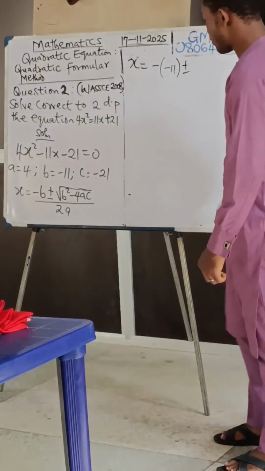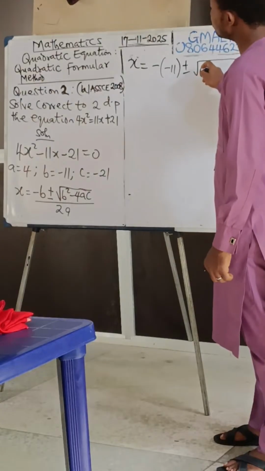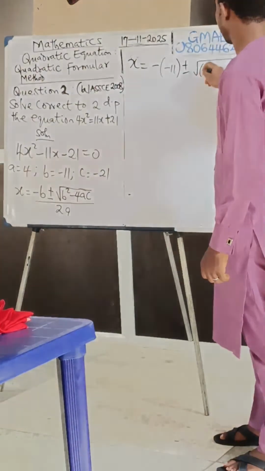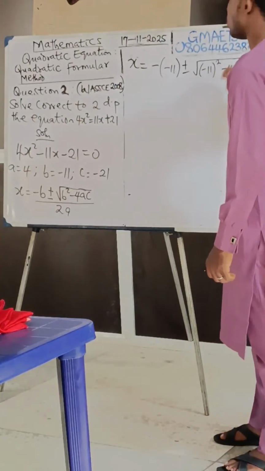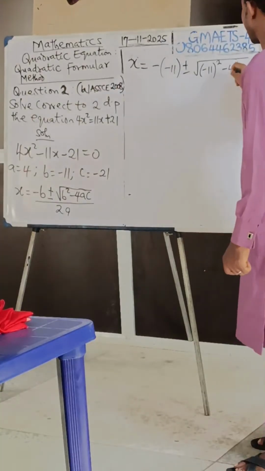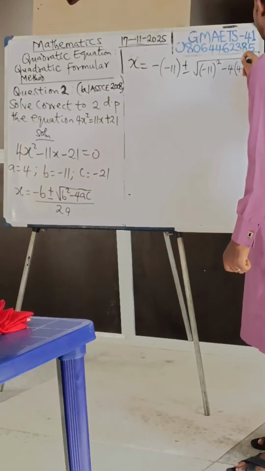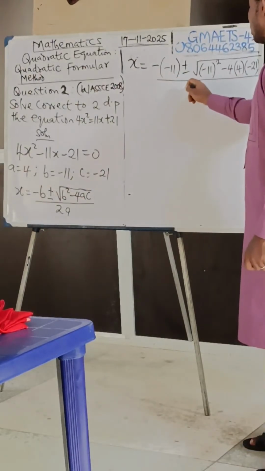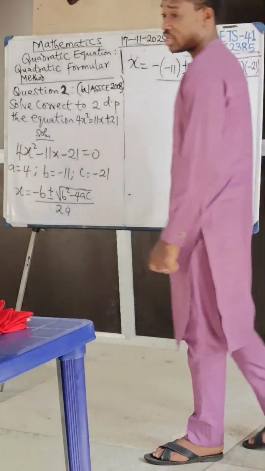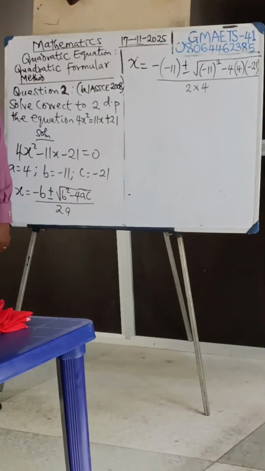Are you there? Yes. Square root of b squared. And what is our b? Minus 11. Minus 11, you square it. And then minus 4. What is our a? 4. What is our c? Minus 21. Minus 21. Then divide all of this by 2 times a, which is 4. I hope you're together, right? Yes. I'll be fast without talking to you. Okay, let's go.